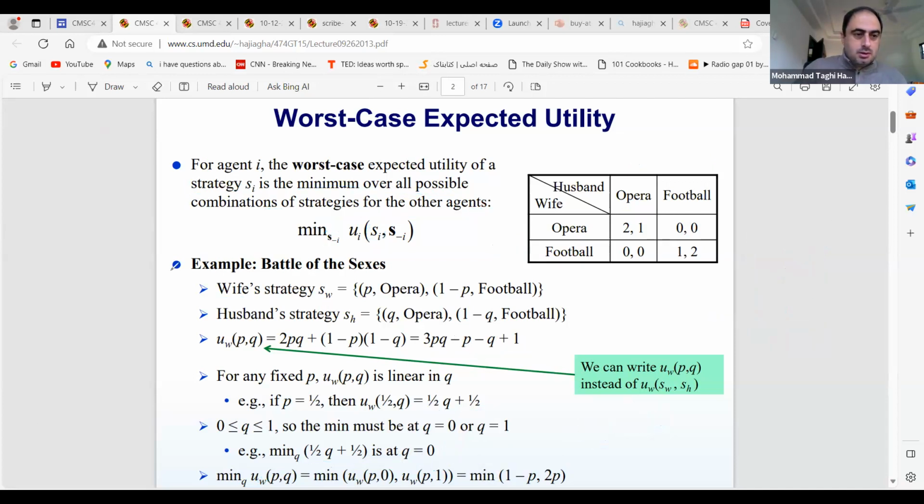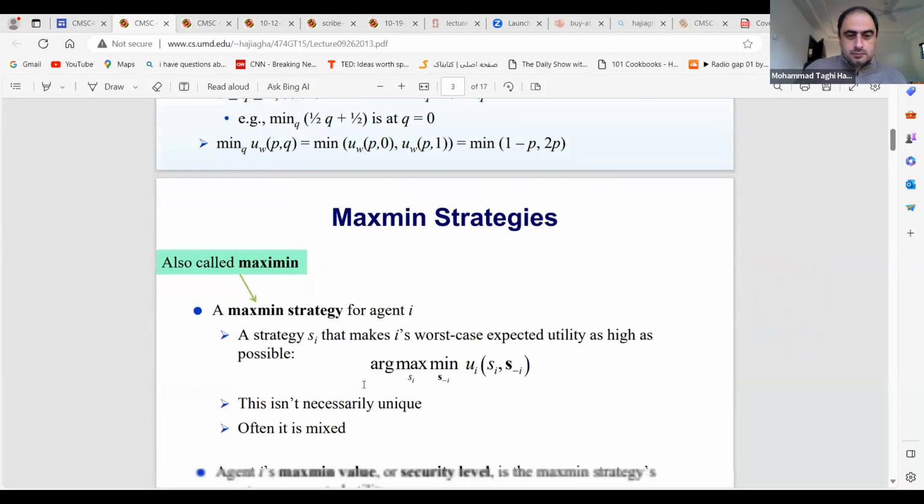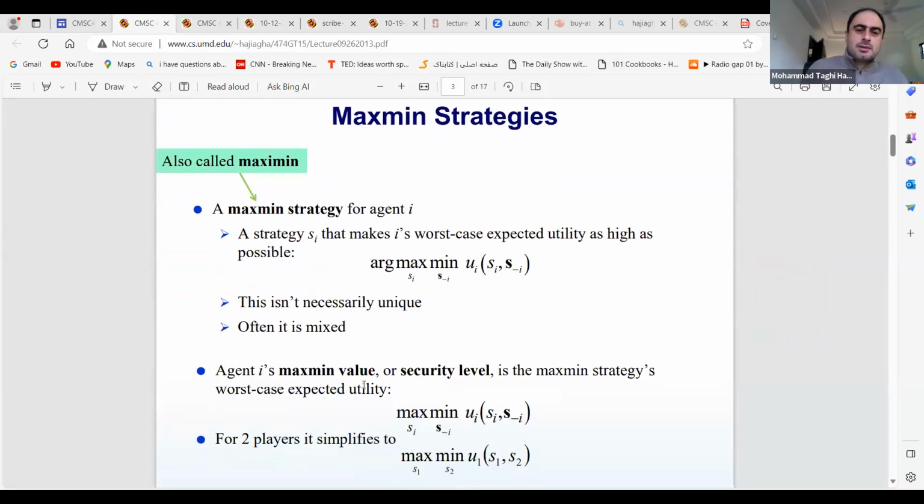Good. Now, what's the Maximin strategy? We are using both of them.